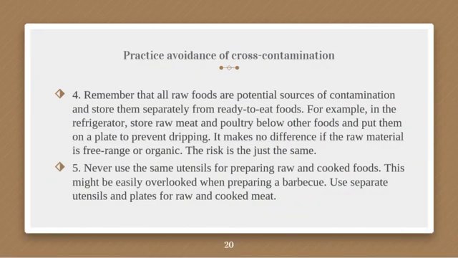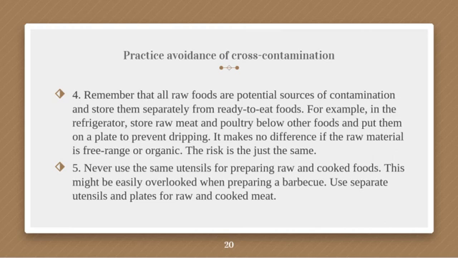Also, remember that all raw foods are potential sources of contamination, so you have to store them separately. That's why we have the sort in the 5S from ready to eat foods. For example, in the refrigerator, store raw meat and poultry below other foods and put them on a plate to prevent dripping. It makes no difference if the raw material is free range or organic, the risk is just the same. You don't say this is organic, so it's okay.